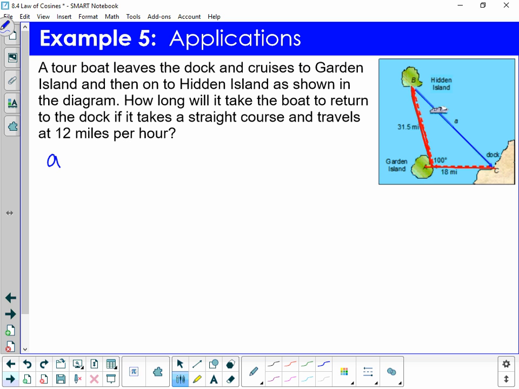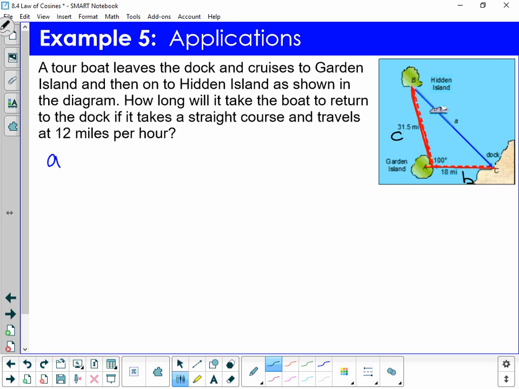So we're going to use the law of cosines here because there are no partnerships, so we can't use the law of sines. We know angle A, but we don't know side A. We know side B, but not angle B. We know side C, but not angle C. So we have to use the law of cosines.